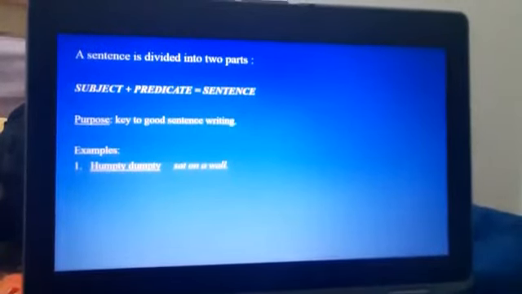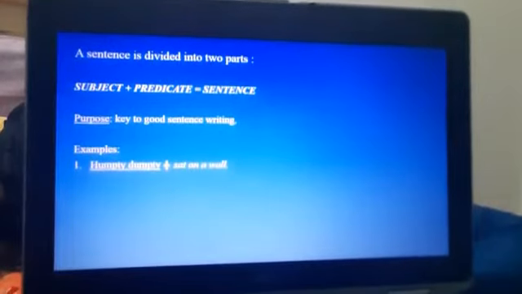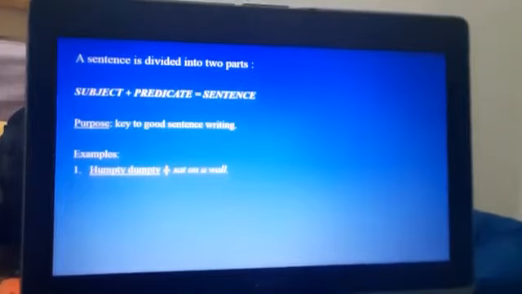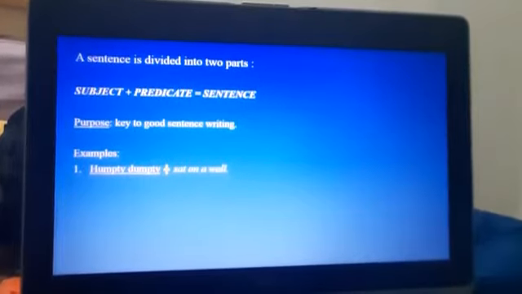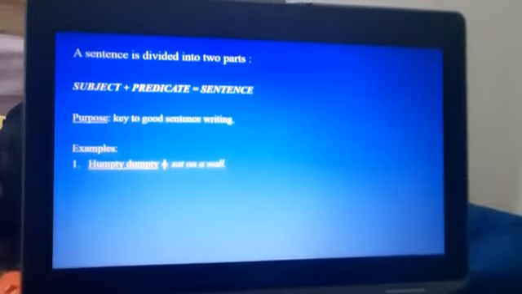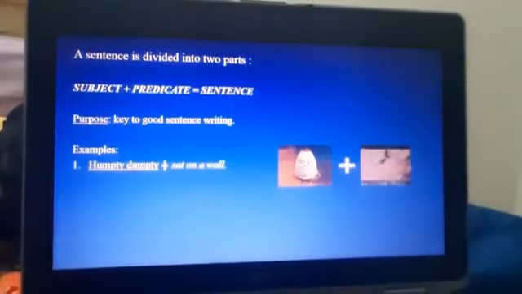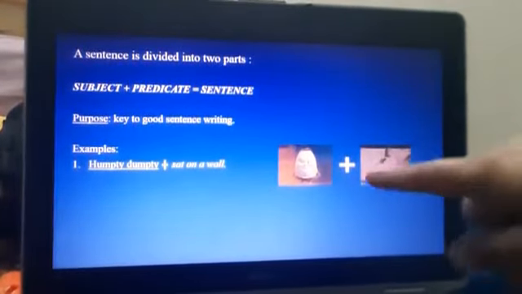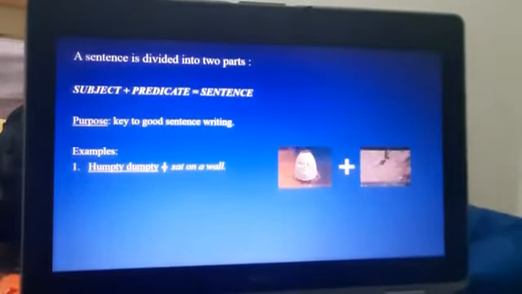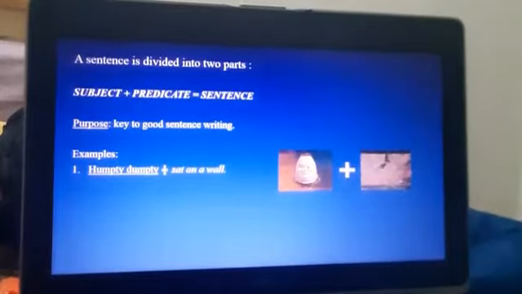So now we'll add one more thing. Humpty Dumpty, there is a plus sign in between, sat on a wall. So now you are getting the answer to two questions. Who sat on the wall? Humpty Dumpty. Oh, we have an image too. So there's this Humpty Dumpty and there is this wall. So when we combine the both of them, it becomes a complete sentence.